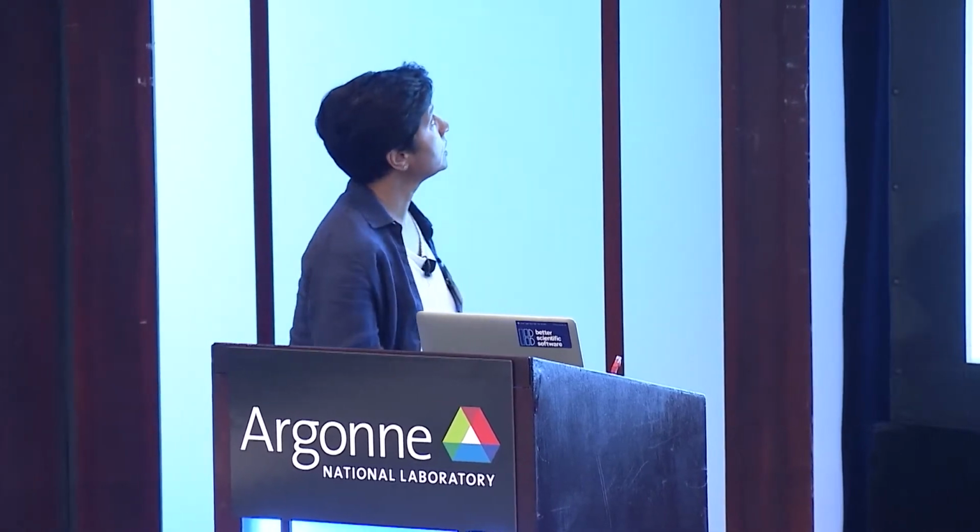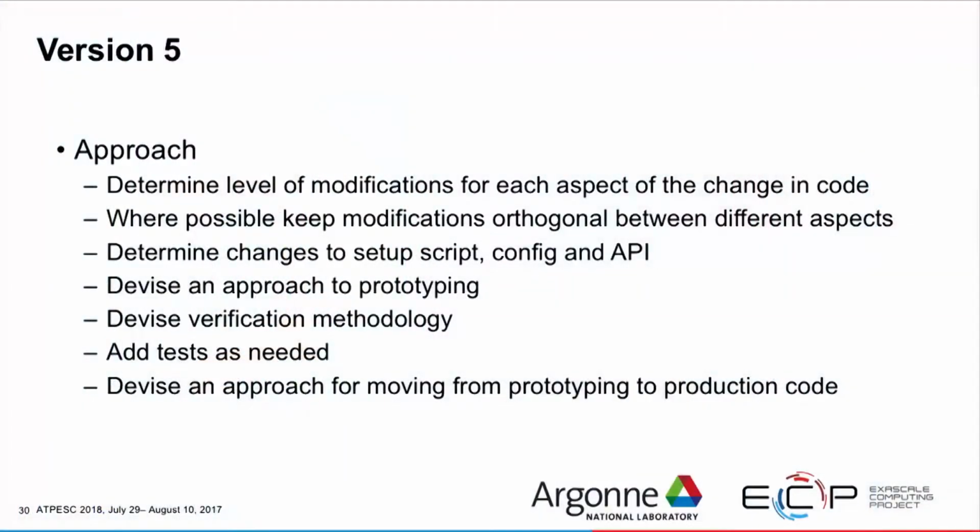So, the approach is to determine the level of modifications for each aspect of change in code. There were two aspects, right? Actually, there are three. One of them has to do with hierarchical parallelism, the second one has to do with asynchronous execution, and the third one has to do with heterogeneous targets, right?